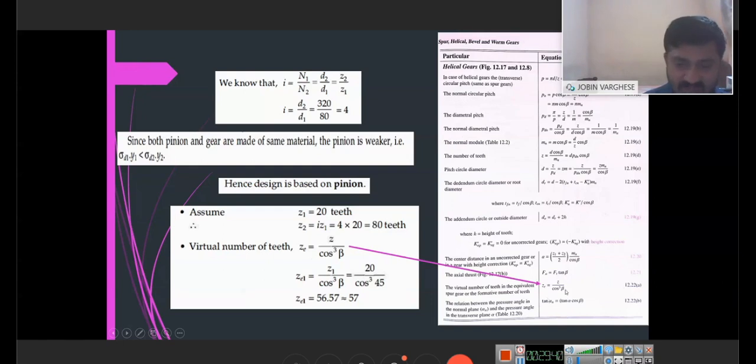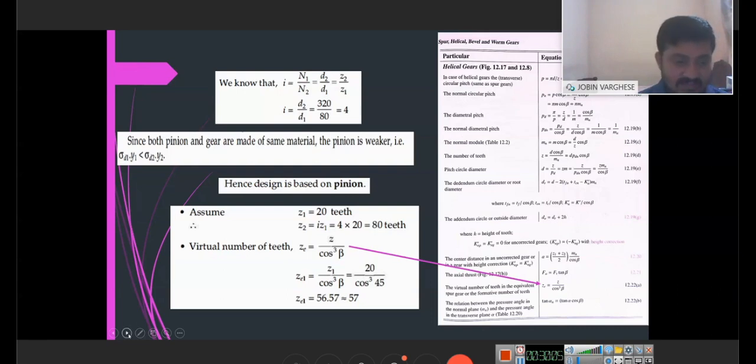There's an equation for the helical gear, Z by cos cube beta. From this, you can calculate Z. And the gear ratio can be calculated by N1 by N2 equal to D2 by D1 equal to Z2 by Z1. But we know the D variable, so we can find out D2 by D1 equal to I. So using I, further we can find out the other teeth numbers.